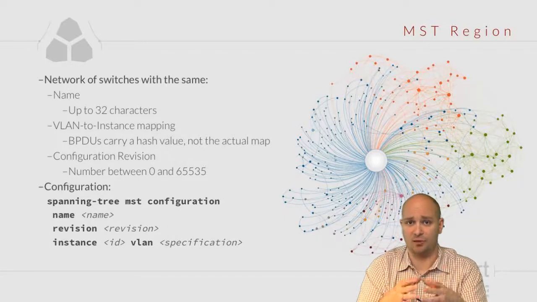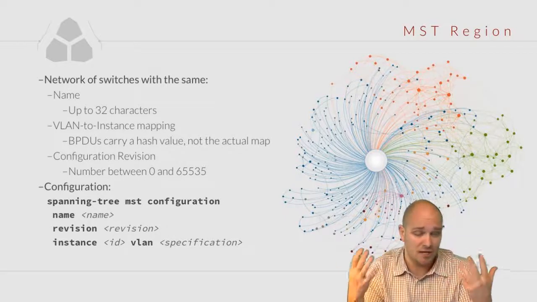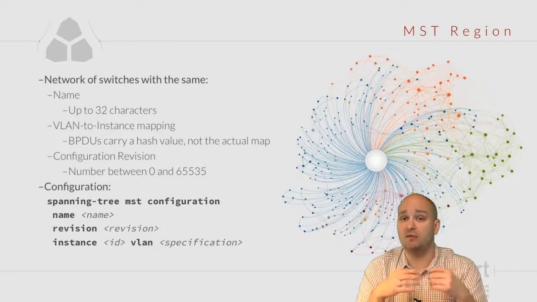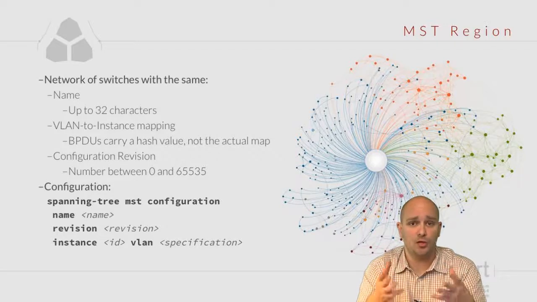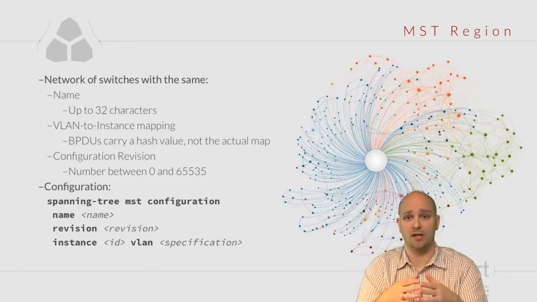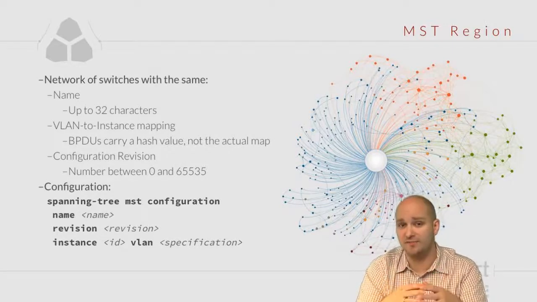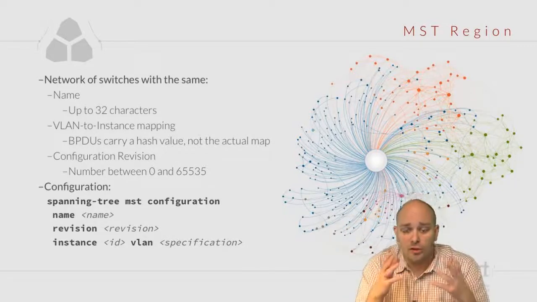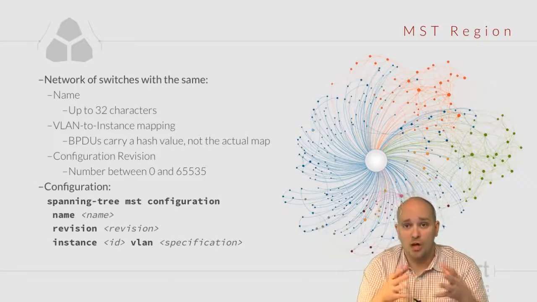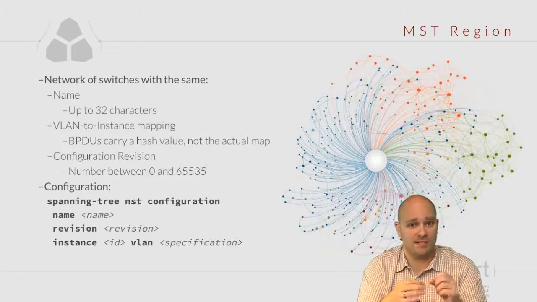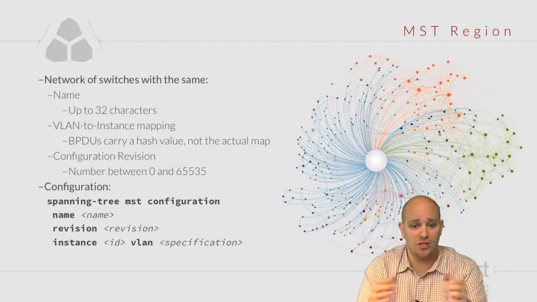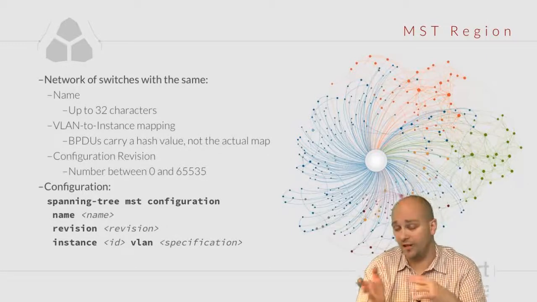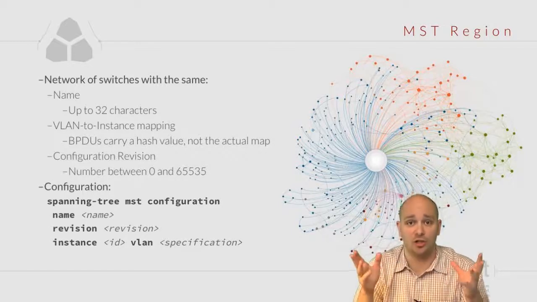And finally, we have the configuration revision, and as I mentioned, the configuration revision is just an administratively set number that you can configure to be any number in the range from 0 to 65,535. As you can see here, the configuration of these parameters couldn't be easier. All you have to do is say spanning-tree mst configuration, specify the name, revision, and the instance mapping, or VLAN to instance mapping, and you are done.